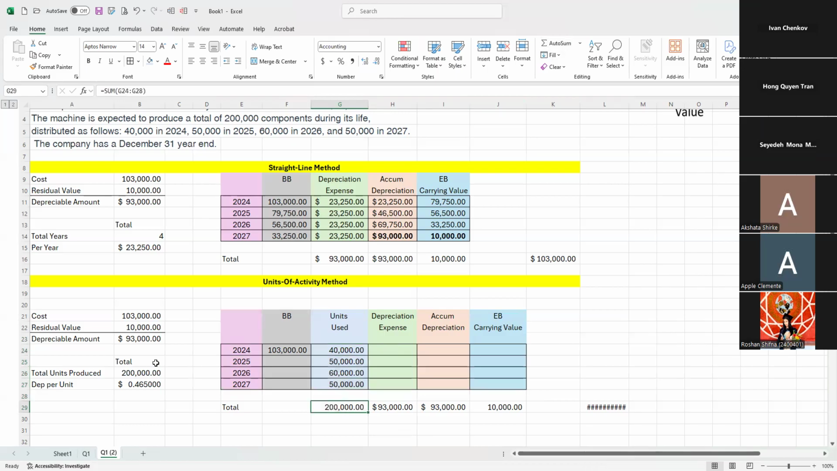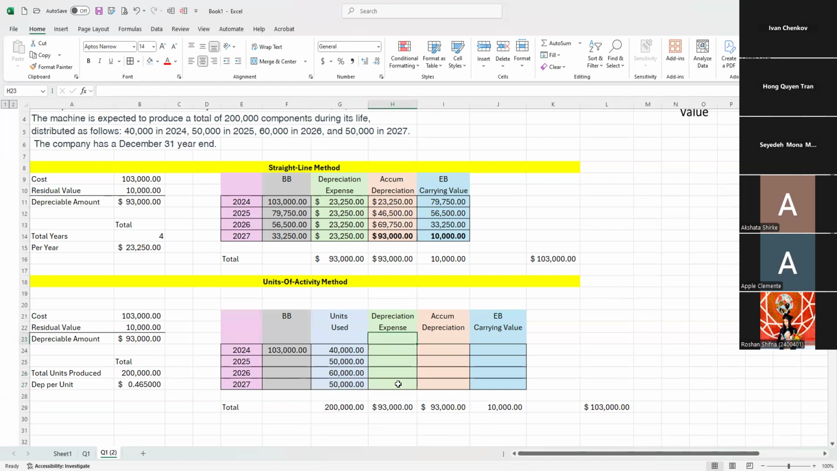200,000. Can I use it more than 200,000 units? Technically, I can, but no depreciation, right? That's the key here. Can I use 52,000 units in the last year to calculate my depreciation? No, it's above that. So you have to be exactly 200,000. So those two numbers have to match.